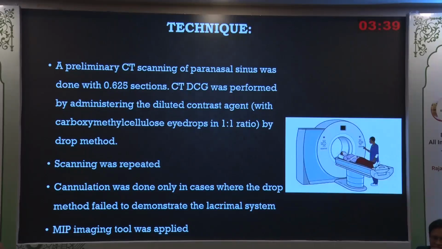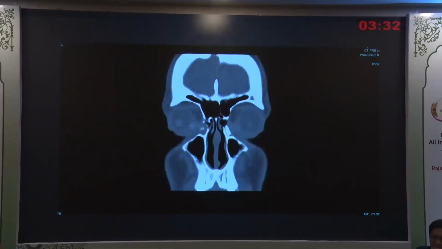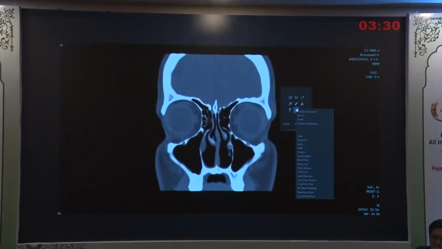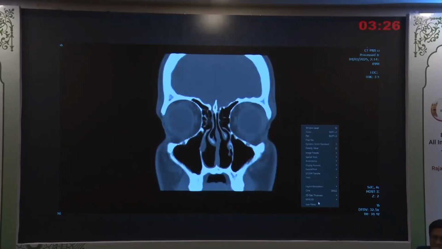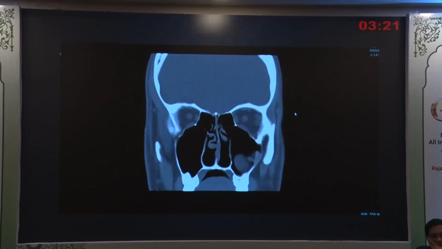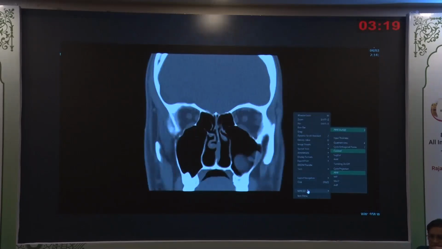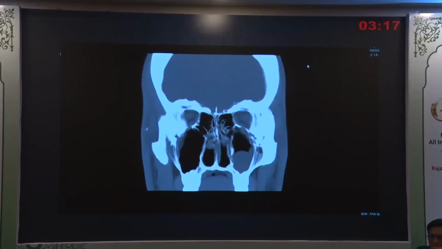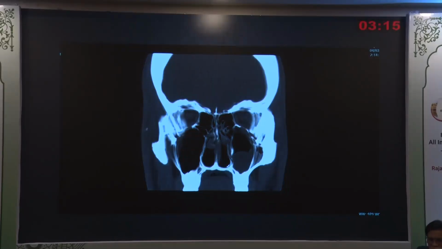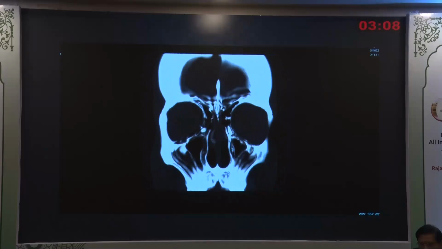Then after that, we use the DICOM imaging software to use the MIP imaging tool. This is how we do it in our PACS system, but this can also be done using DICOM images with a DICOM reading software, which is freely available. Basically we need to activate the MIP and reduce the contrast so that we can see the entire lacrimal system. As we go forward, you can see that the entire lacrimal system is visible.